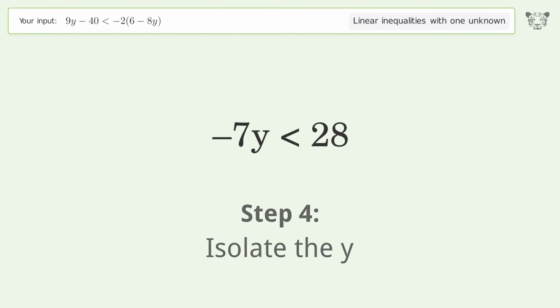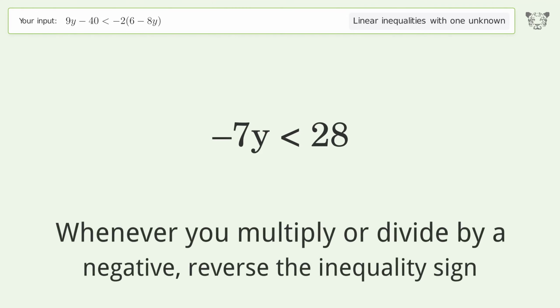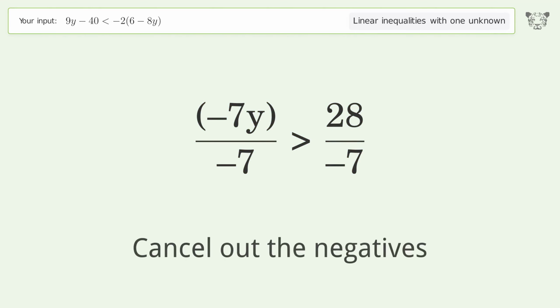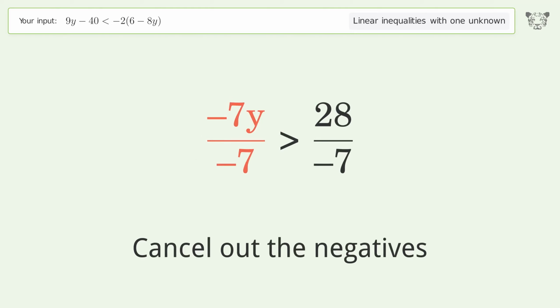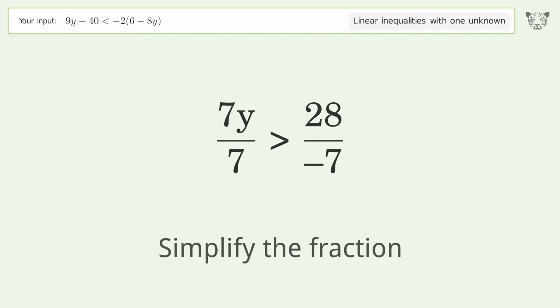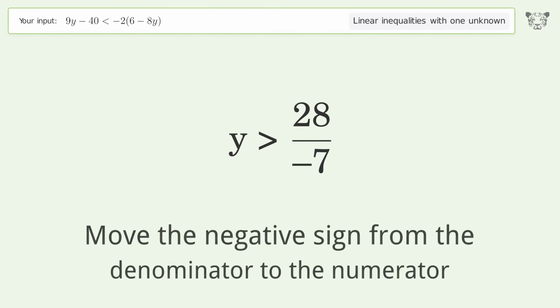Isolate the y. Divide both sides by -7. Whenever you multiply or divide by a negative, reverse the inequality sign. Cancel out the negatives. Simplify the fraction. Move the negative sign from the denominator to the numerator.